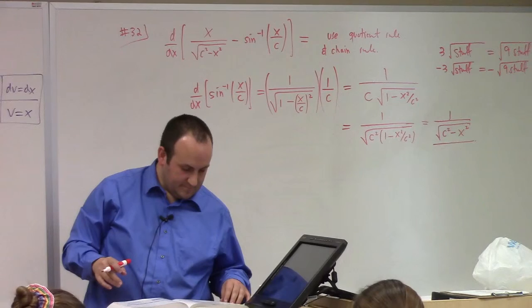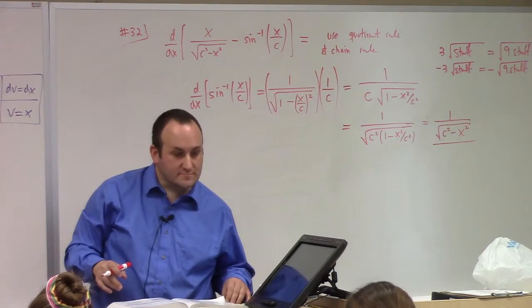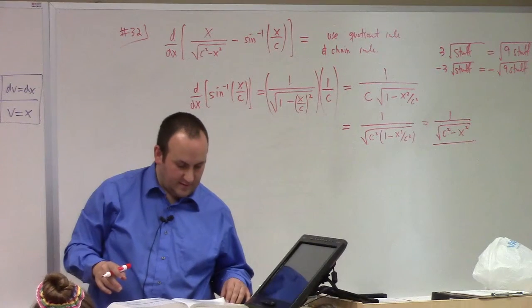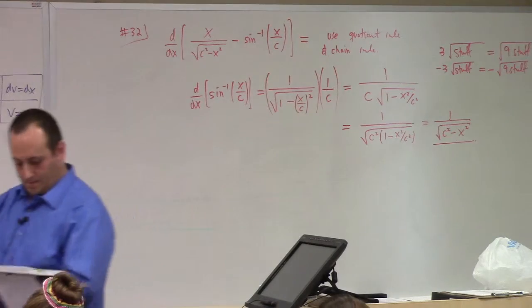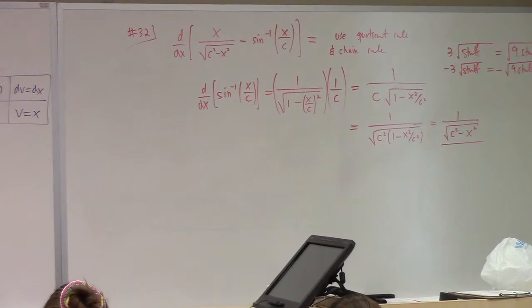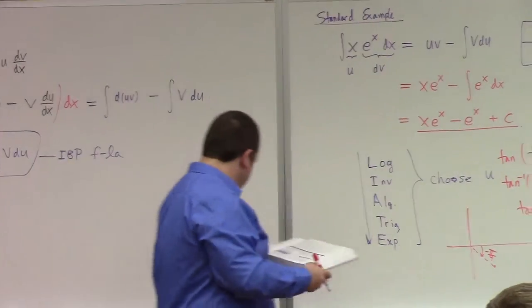Yes, your question? For number 50. On which page? Or which section? In the first section, 7. Uh-huh. What do you want to make your u? Do you want to make it e to the negative x? Yeah, I think that'll do it. Or e to the x? e to the negative x, I think, is the way to go there.